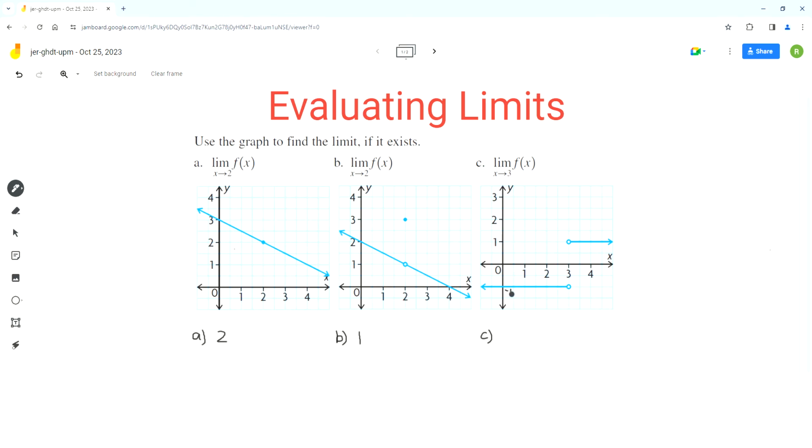Now the right hand limit can be analyzed using the other horizontal line, because this lower line doesn't exist to the right side of 3. As we approach x equals 3 from the right side, the y value approaches 1. So in this case, the left hand limit is -1 and the right hand limit is 1. Therefore the left hand limit is not equal to the right hand limit. So we conclude that the limit does not exist, or DNE. In this case, we cannot write a value for this limit.